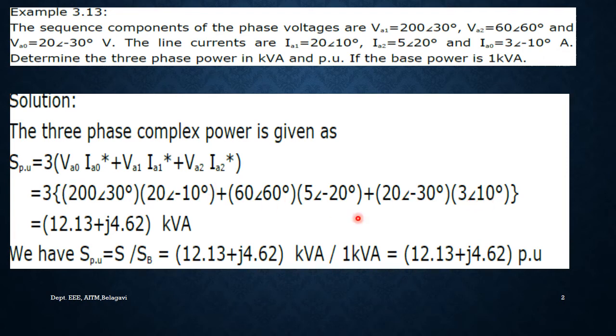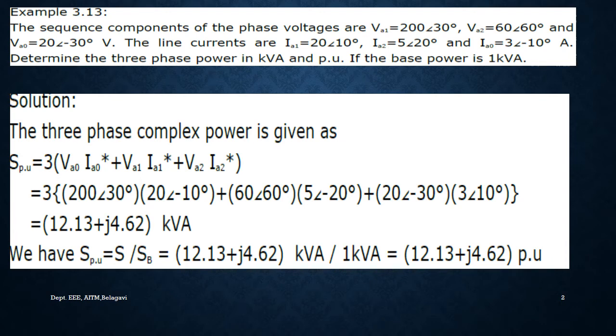If you simplify it, we get the total complex power in this form, where the first term represents active power and the second term represents reactive power. But we want it in per unit, so we need to divide by the base value of the power. The base value of the power is 1 kVA. The entire equation in terms of kVA is divided by it to get the result in per unit. This is the final solution for the given problem.